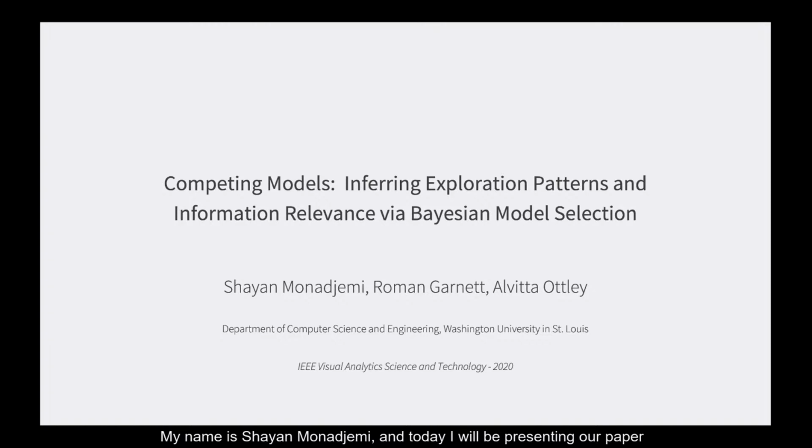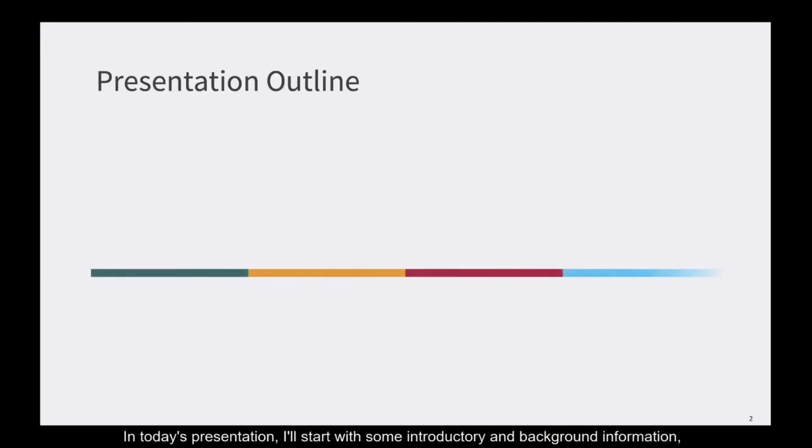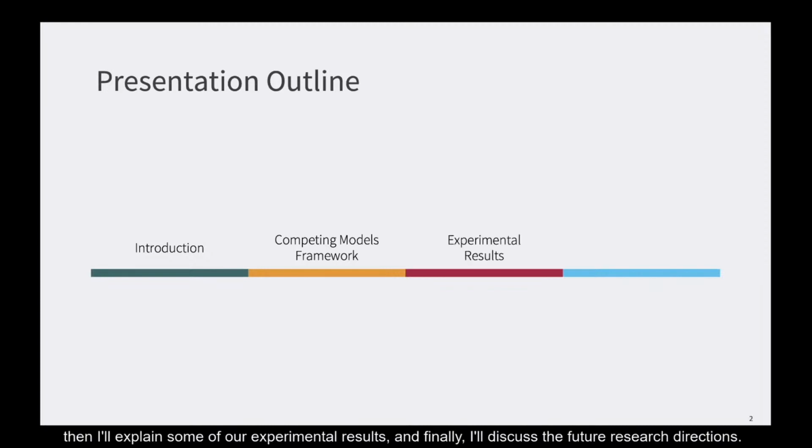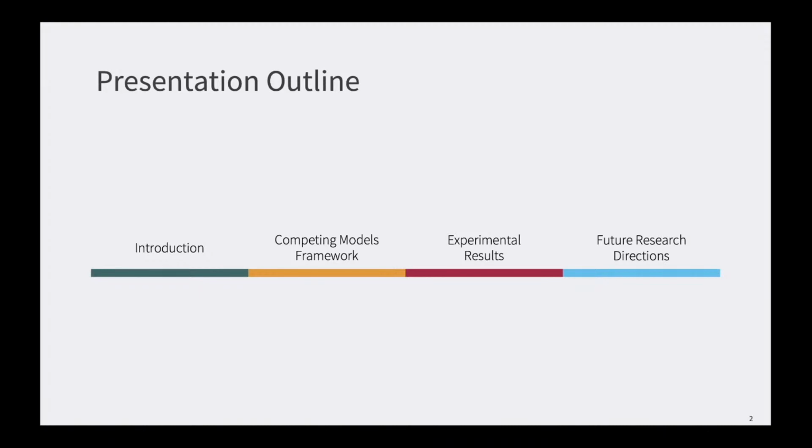My name is Shayan Monadjemi, and today I'll be presenting our paper, Competing Models, Inferring Exploration Patterns and Information Relevance via Bayesian Model Selection. In today's presentation, I'll start with some introductory and background information, then I'll introduce the Competing Models framework, then I'll present some of our experimental results, and finally, I'll discuss the future research directions.